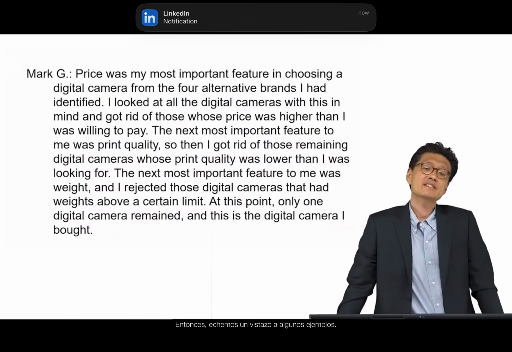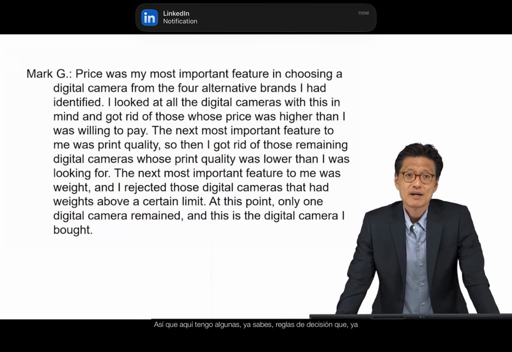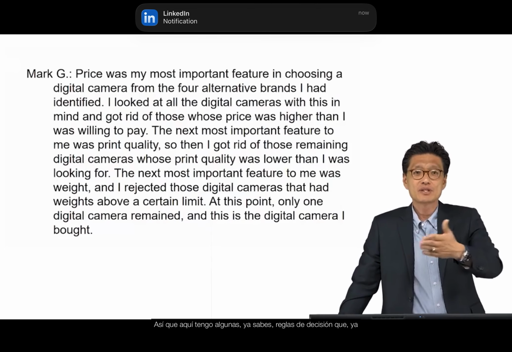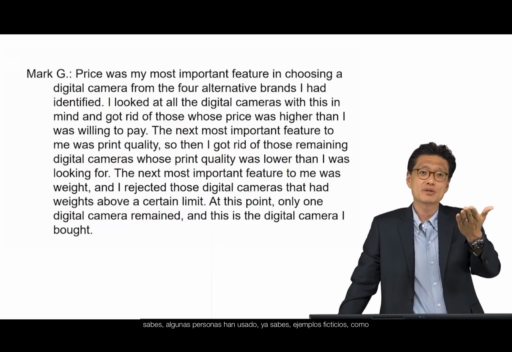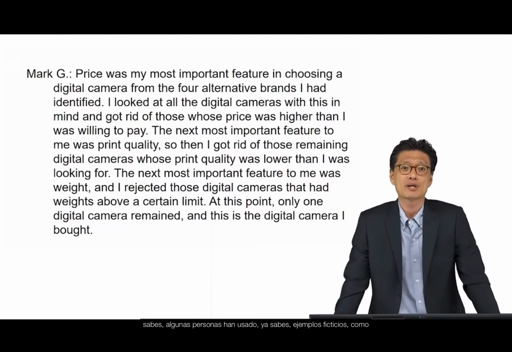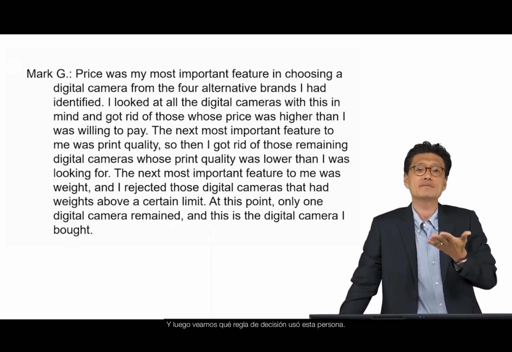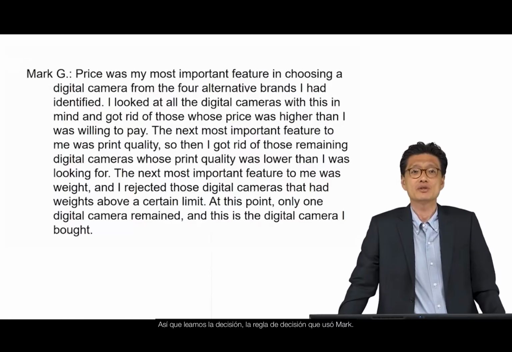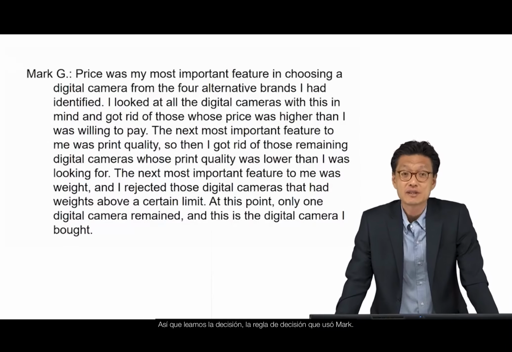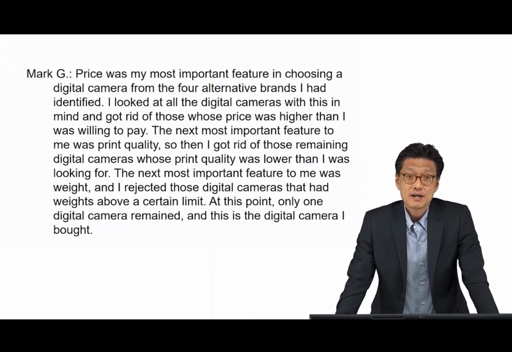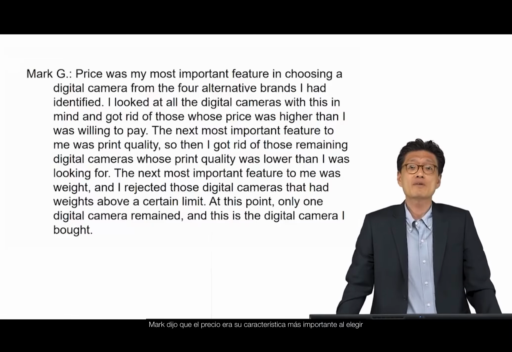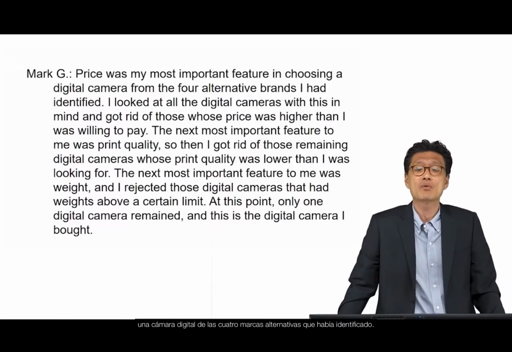So let's take a look at some examples. I have here some decision rules that some people have used, a fictitious example, like using Mark. Let's see what decision rule this person used. So let's read the decision rule that Mark used. Mark said, price was my most important feature in choosing a digital camera from the 4 alternative brands I had identified. I looked at all the digital cameras with this in mind and got rid of those whose price was higher than I was willing to pay.